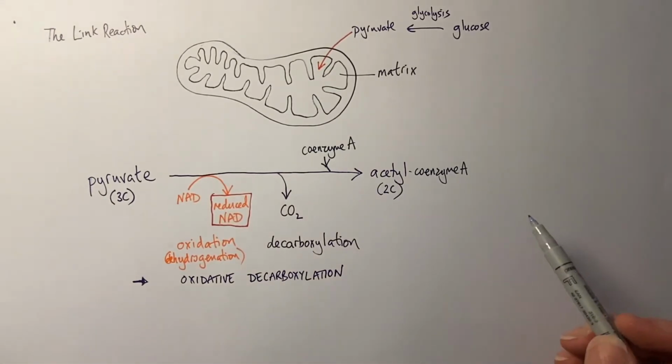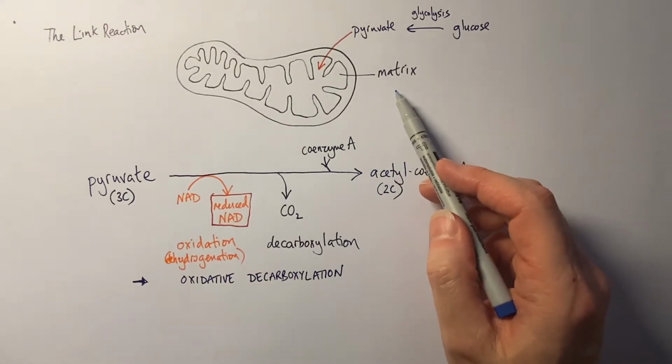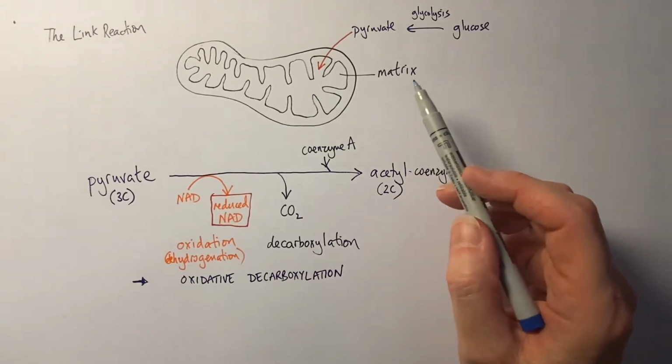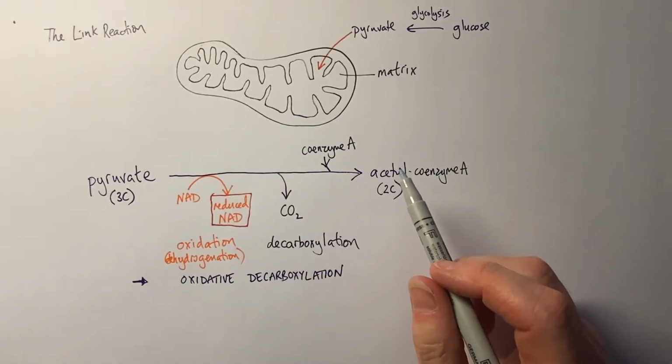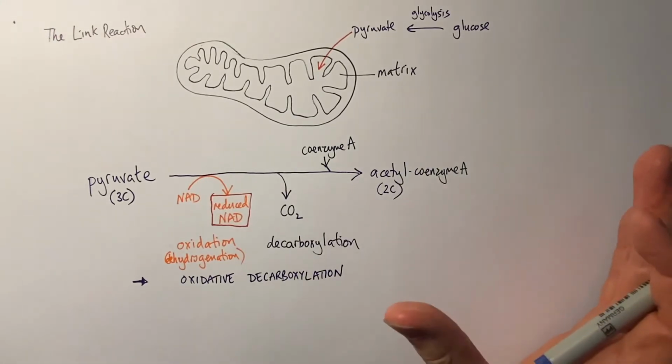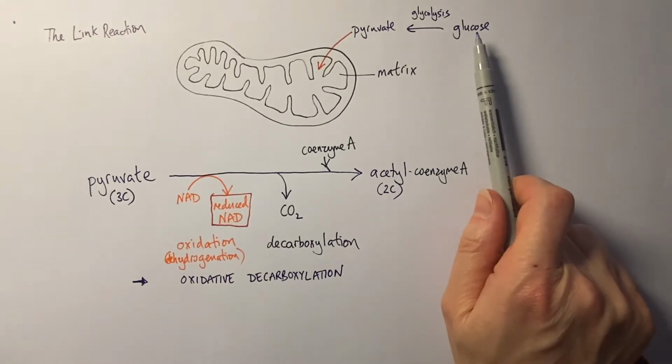Now, that is the link reaction, and it takes place in the matrix of the mitochondria. It is a stage where fatty acids in the diet can also enter respiration. So we've been concentrating on respiration starting with glucose, starting with hexose, a carbohydrate.